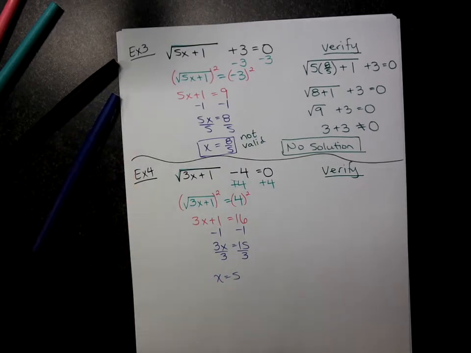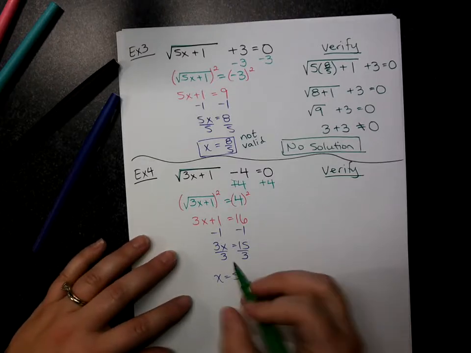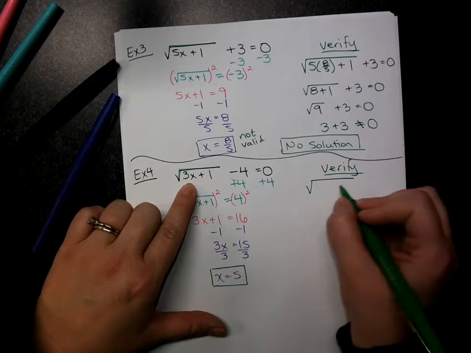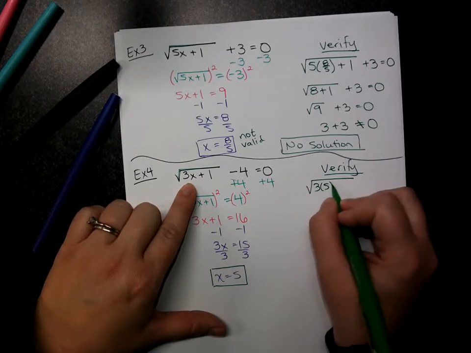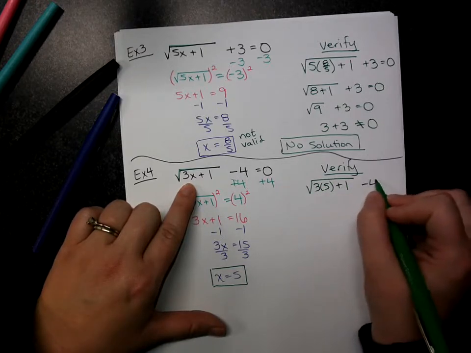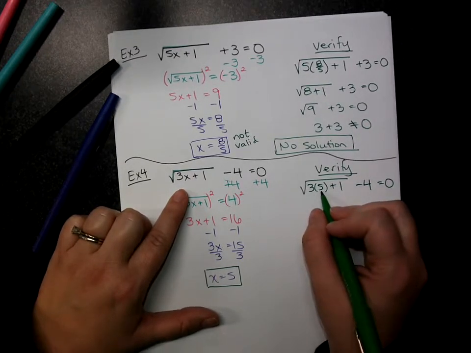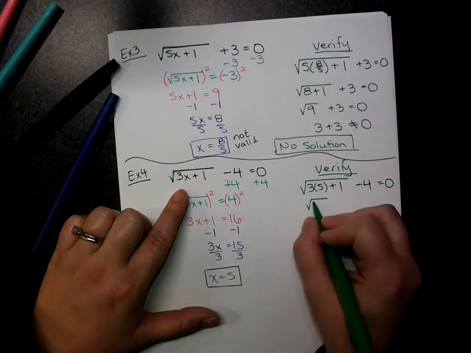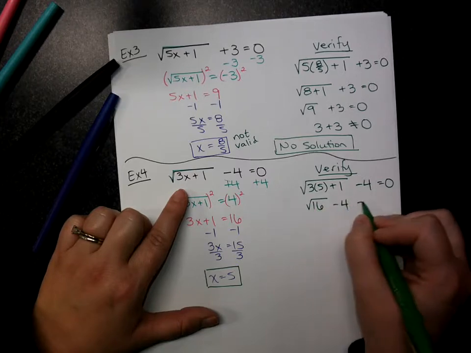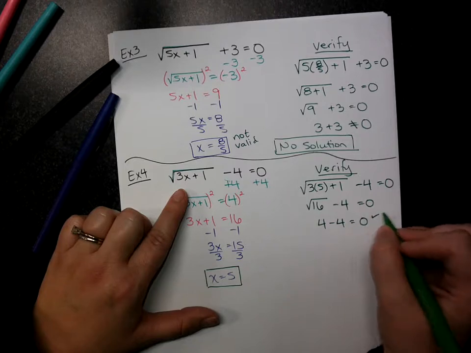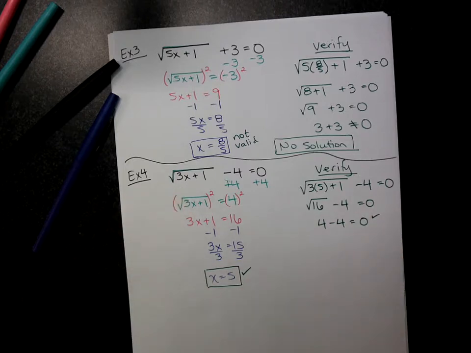Now I'm going to use that x equals 5 and verify it. So I'm going to plug 5 back into the original equation: the square root of 3 times 5 plus 1, minus 4, and I'm hoping that equals 0. 3 times 5 is 15, plus 1 is 16. The square root of 16 is 4, and 4 minus 4 is 0. So that is a valid solution.